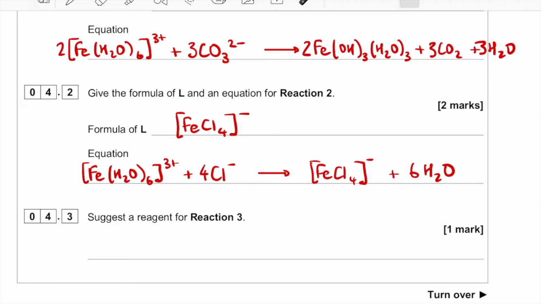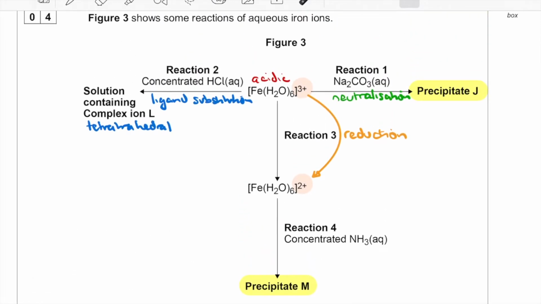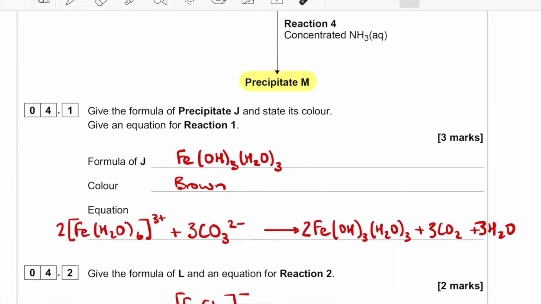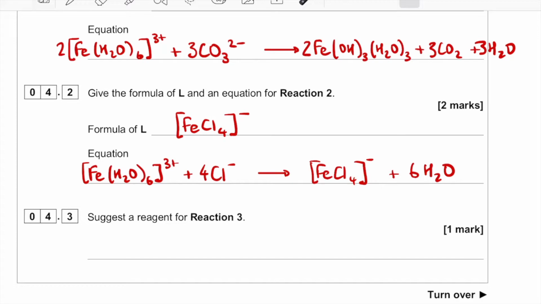But it says suggest a reagent for reaction 3. So suggest normally means that you're having to really extend your application powers. So it's not necessarily something that's directly in the course, but they believe that you have the knowledge, if you've done the course, to be able to answer this question. So there's a bit of an extrapolation of ideas. So let's just remind ourselves about what reaction 3 was. Reaction 3 is the reduction reaction. We're going from the 3 plus to the 2 plus. So what we're looking for is a reducing agent.